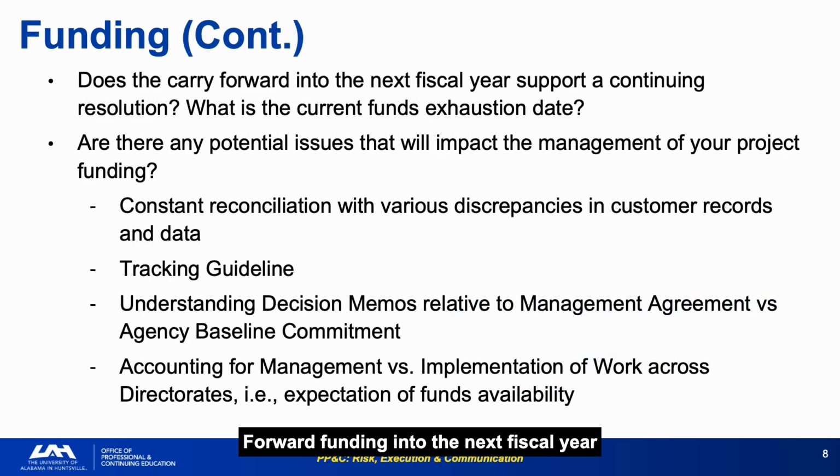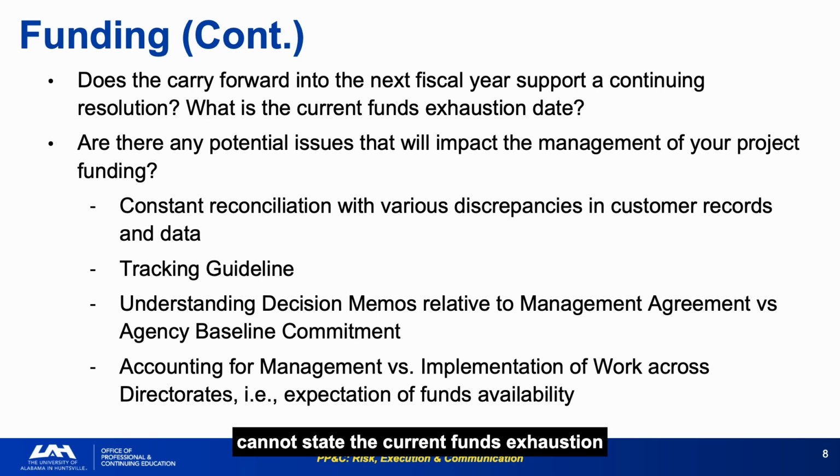Forward funding into the next fiscal year requires specific analysis of whether the carryover supports a potential continuing resolution and what the current fund's exhaustion date is. Two numbers every analyst should be able to state on demand. The distinction between the management agreement and the agency baseline commitment and the accounting for funds that flow across directorates is where many budget execution errors originate. The expectation of funds availability and the actual availability are frequently misaligned.